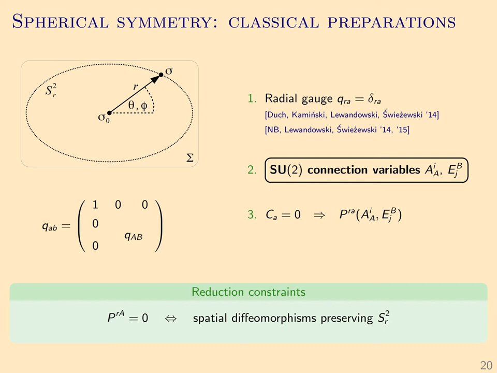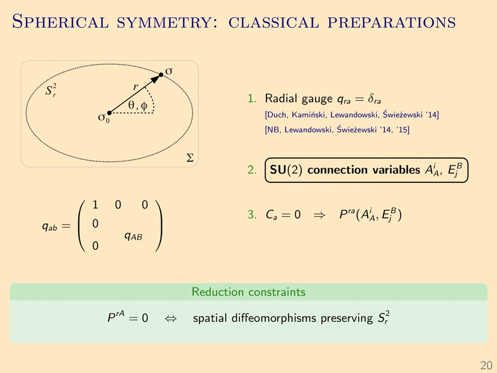Now, when it vanishes, you again find that this corresponds to spatial diffeomorphisms acting on the gauge cut or on this reduced phase space. And these are in particular spatial diffeomorphisms preserving the spheres of constant geodesic distance. So all the vector fields that are constructed in the spatial diffeomorphisms are purely in angular direction.